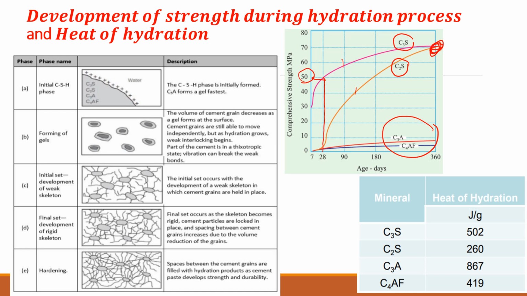Okay, the other thing is the heat generation. So this reaction is exothermic. That means it is generating a lot of heat. So you can see the most heat generation is by C3A and then by C3S. However, as we have a lower percentage of C3A, mainly the heat generation is happening because of C3S. So if you have more C3S in a cement, that will produce a huge amount of heat. So we may need to add admixtures to control this, to manage the heat depending on our application.